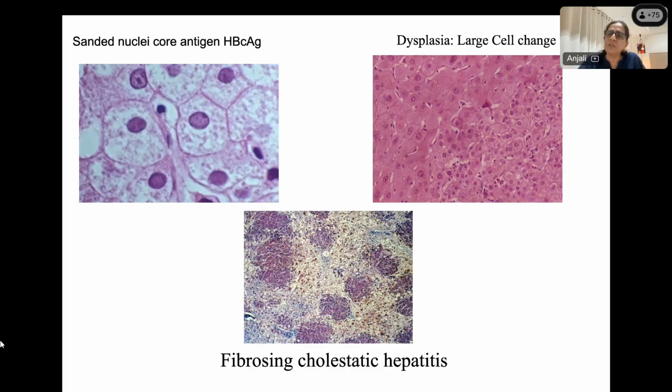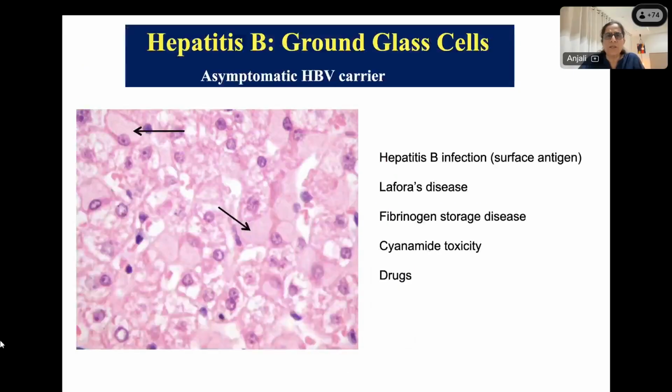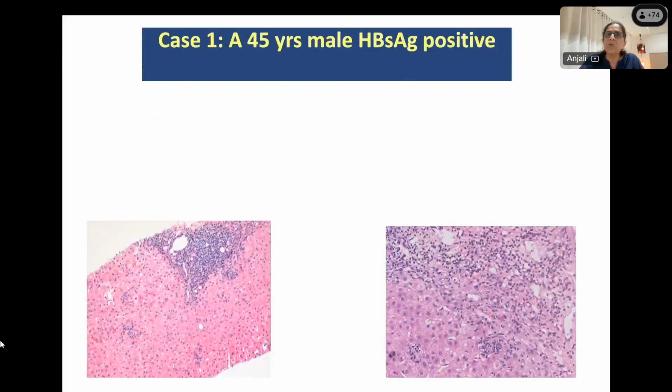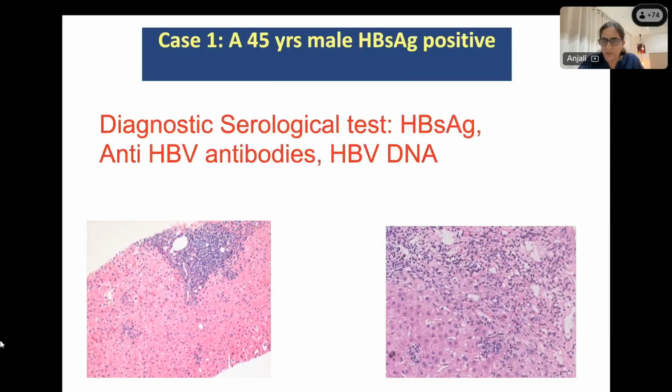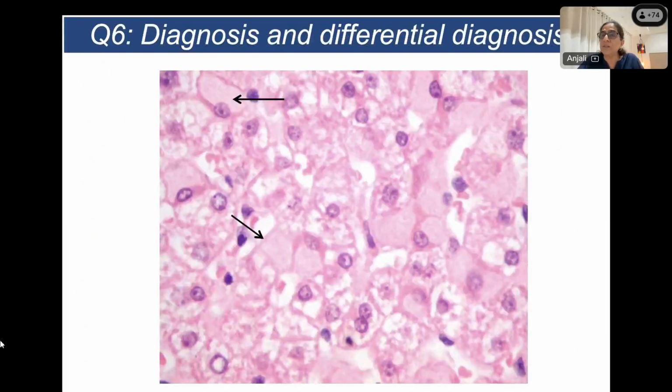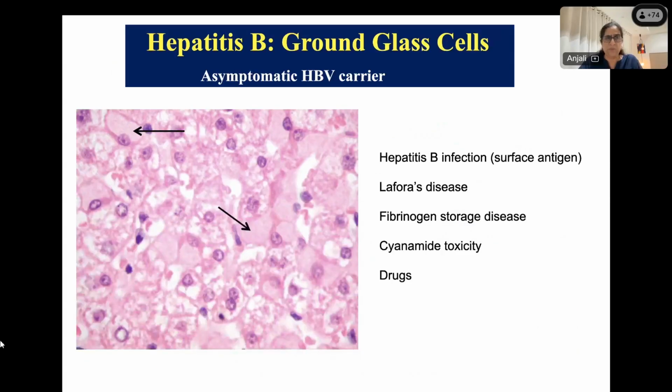These features all depend on the various clinical phases of hepatitis B. For example, ground glass cells you see in asymptomatic B carriers. If the patient is active, then you see portal inflammation, etc. So the histological features all depend on the various phases of hepatitis B infection.